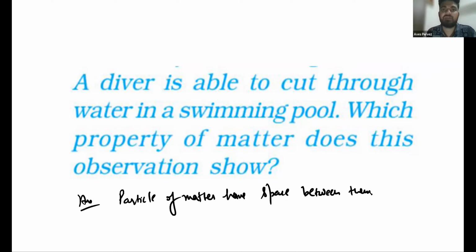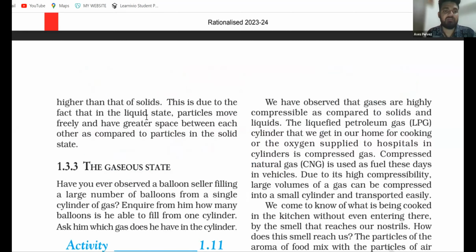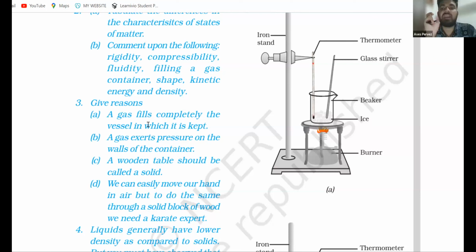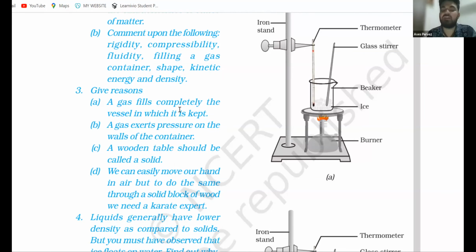Yes, sir. Next. If we are having another question here, what is given is: comment on the following. We have learned these properties of gases, liquids and solids: that particles of solids are very, very close to each other. Particles of gases are very, very far apart, they have a large amount of intermolecular space. Okay, we have studied this. So here the question gives the reason for gas can fill the container completely. What is the reason behind this? Why are gases able to fill the container completely?